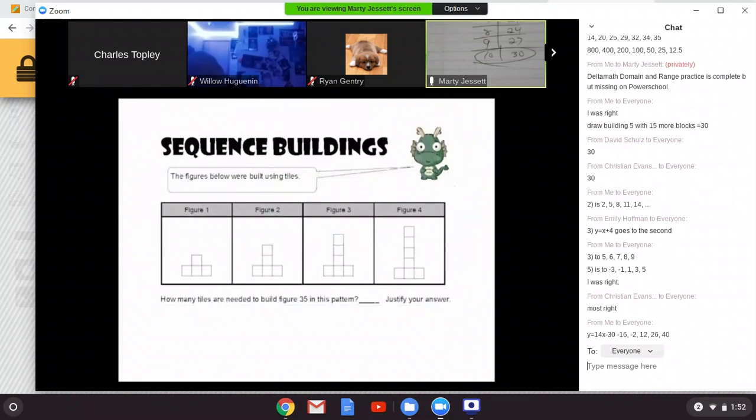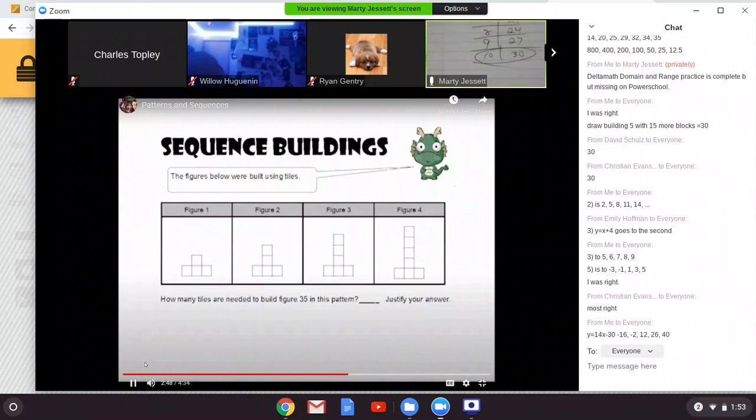Sequence buildings. How many tiles are needed to build figure 35 in this pattern? Justify your answer. All right, give this a try, okay? Here's figure 1, here's figure 2, here's figure 3, here's figure 4. What I want you to do is look at that pattern.